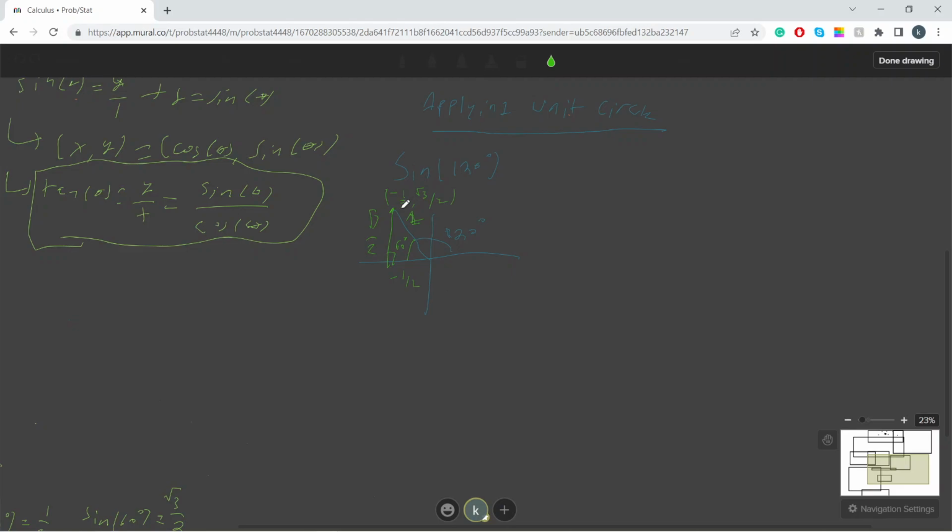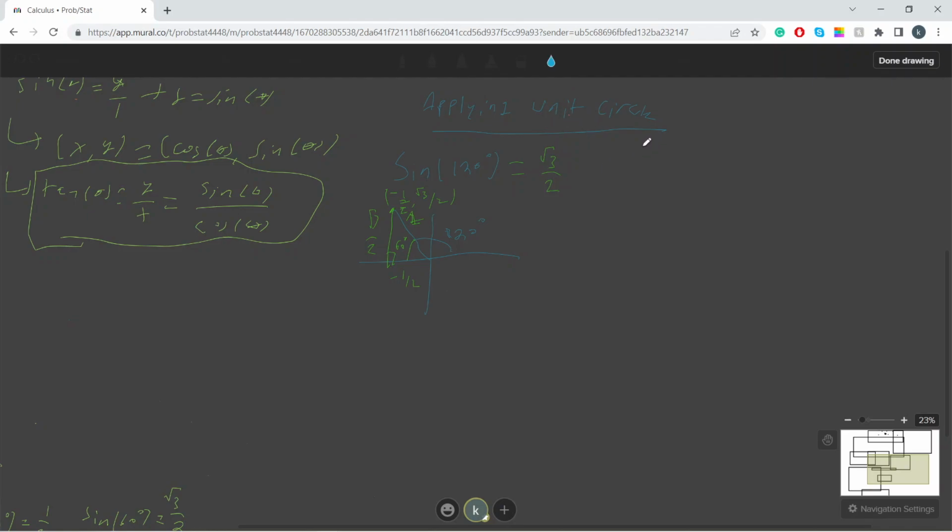So because you know the x and y coordinates of this point on the unit circle, sine of 120 degrees is simply equal to root 3 over 2. And because you know sine of 120 degrees, you're able to find the cosine of 120 degrees and tangent of 120 degrees and so on. Okay, let's do another example.